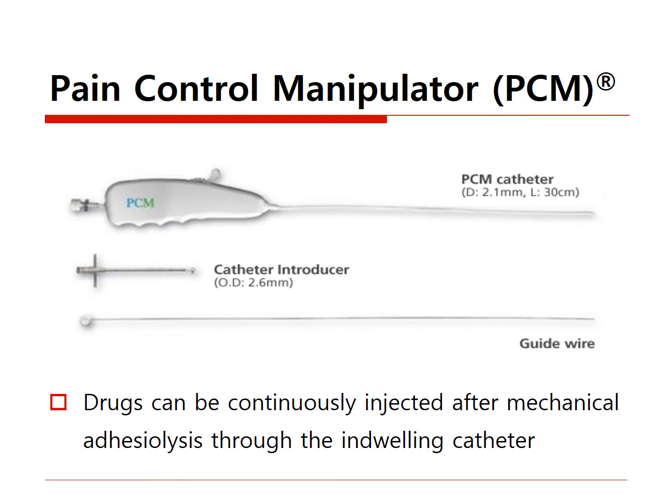This picture shows the pain control manipulator. Unlike NaviCath, this catheter has the advantage of placing the catheter in the epidural space after mechanical adhesiolysis. So, continuous infusion of hypertonic saline or hyaluronidase is possible.